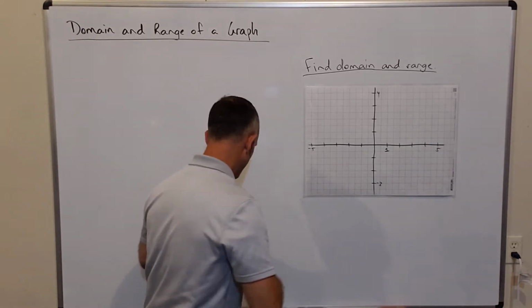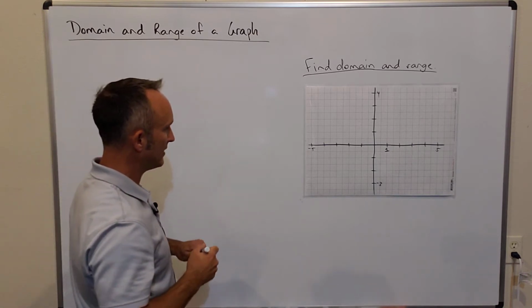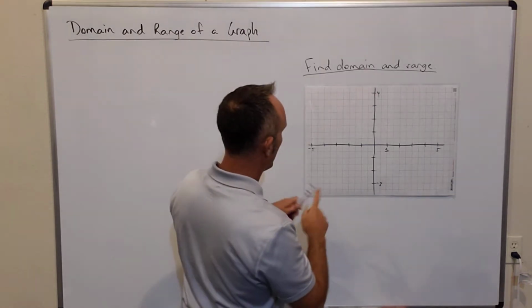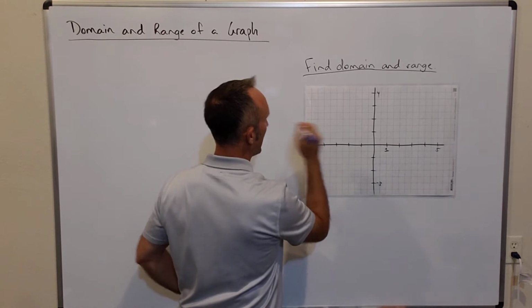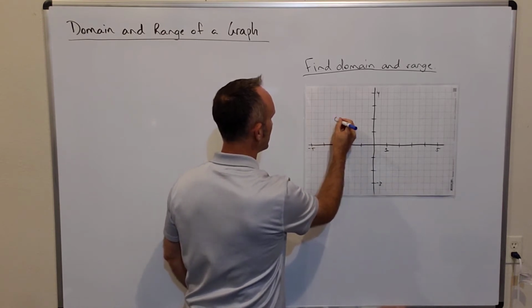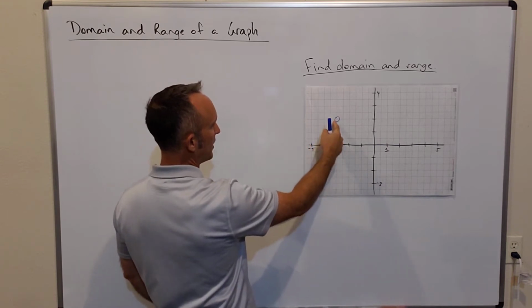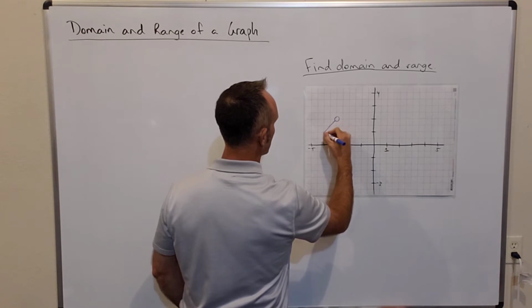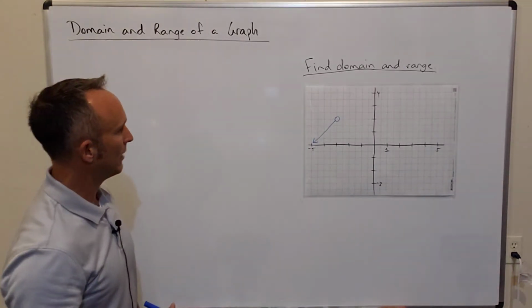So that's our setup, and let's graph a function here. So let's say at the point -3, 2, let's say we have an open circle, and then we have a slanted line with a slope of 1 going down and to the left. So something like this, and it terminates with an arrow, meaning it keeps going forever. So that's the first part of our function.